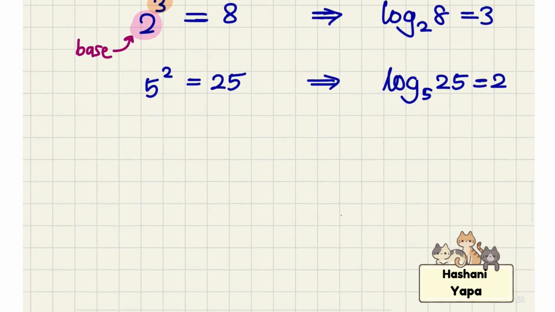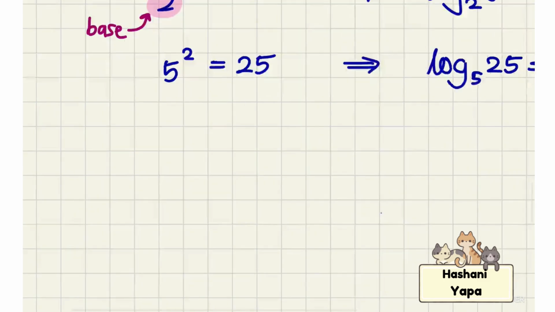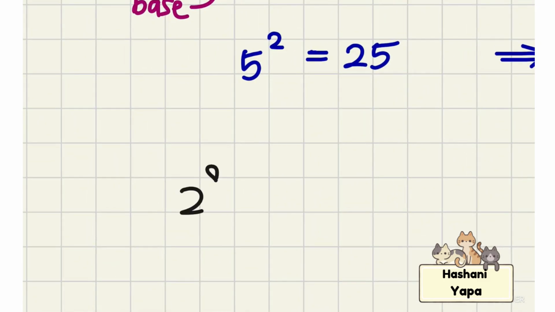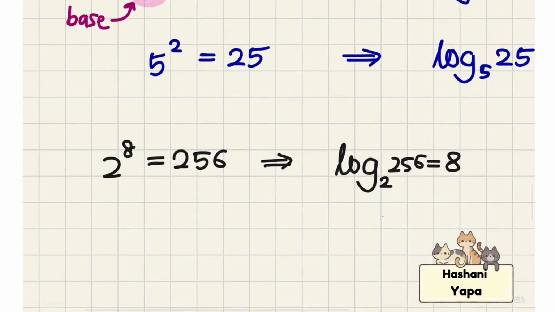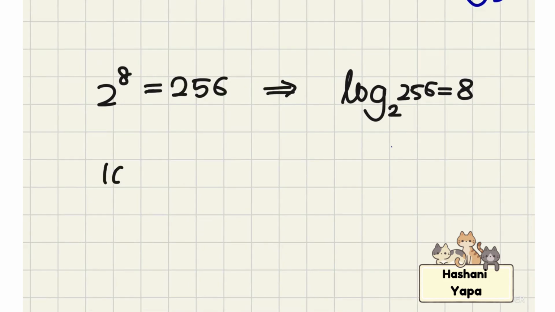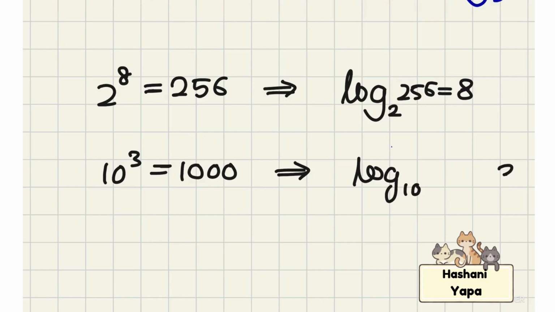Let's do some other examples. Let's say we have 2 to the power 8 equals 256. We can write this as log 2, 256 equals 8. And 10 to the power 3 equals 1000. You can write it as log 10, 1000 equals 3.